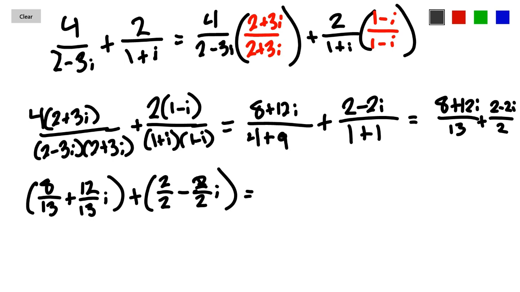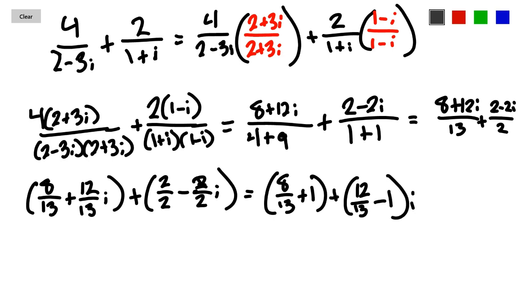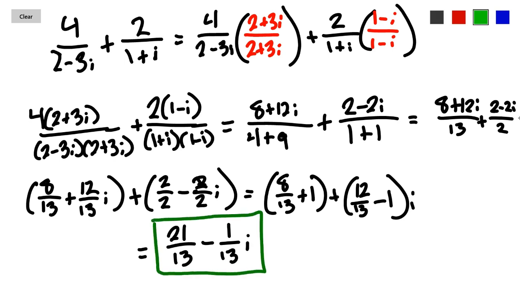And so this just becomes an addition problem. The way you do this is by grouping the real terms together and then the complex terms together. So I've got 8 over 13 plus 1, plus 12 over 13 minus 1 times i. And when I simplify this, I end up getting 21 over 13 plus or minus 1 over 13 times i. And this answer is in the form that we want of a plus bi.